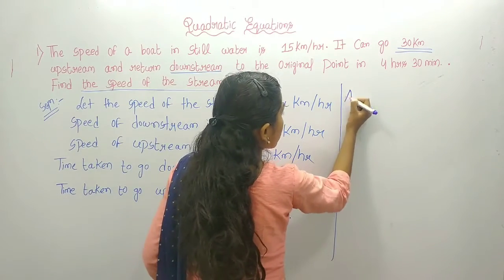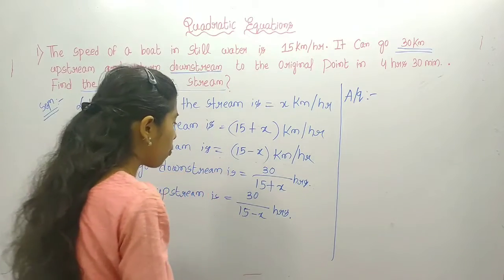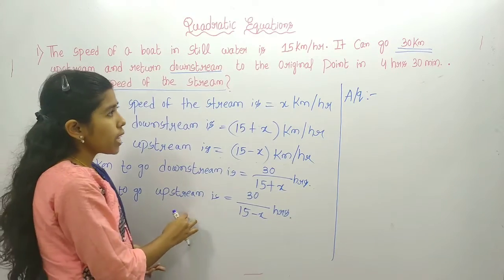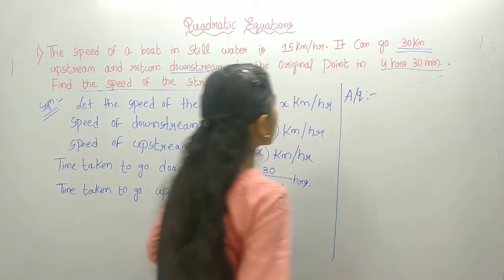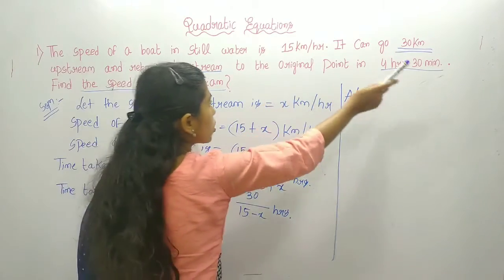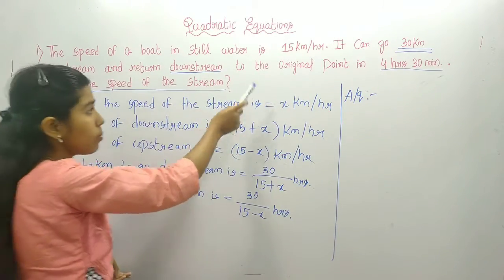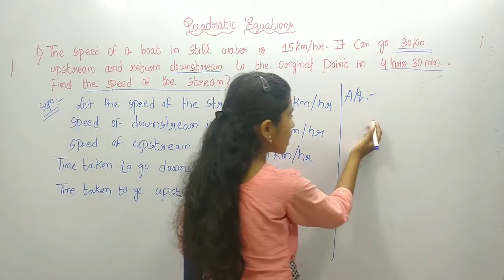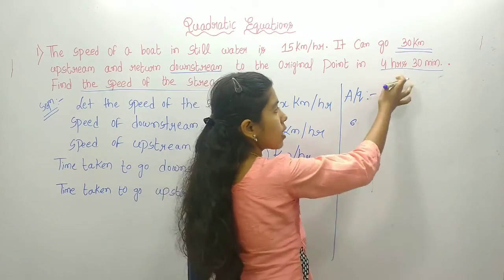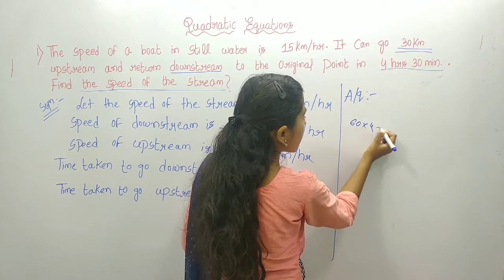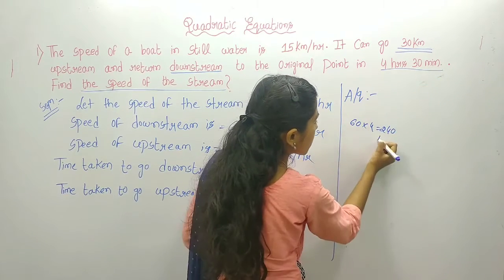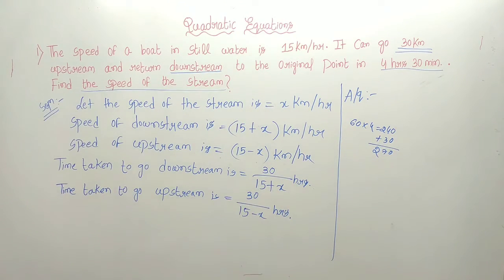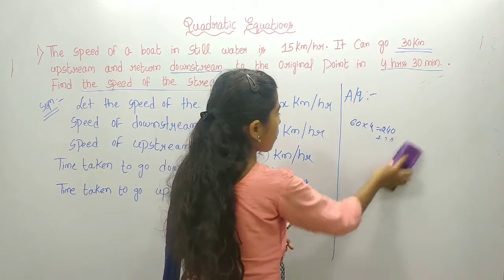Now according to the question, you have to add the downstream time taken plus the time taken to go upstream equals how much? It's given 4 hours 30 minutes. 1 hour is 60 minutes, so 4 hours means 60 into 4 is 240. Plus 30 minutes, so 270 minutes in total.